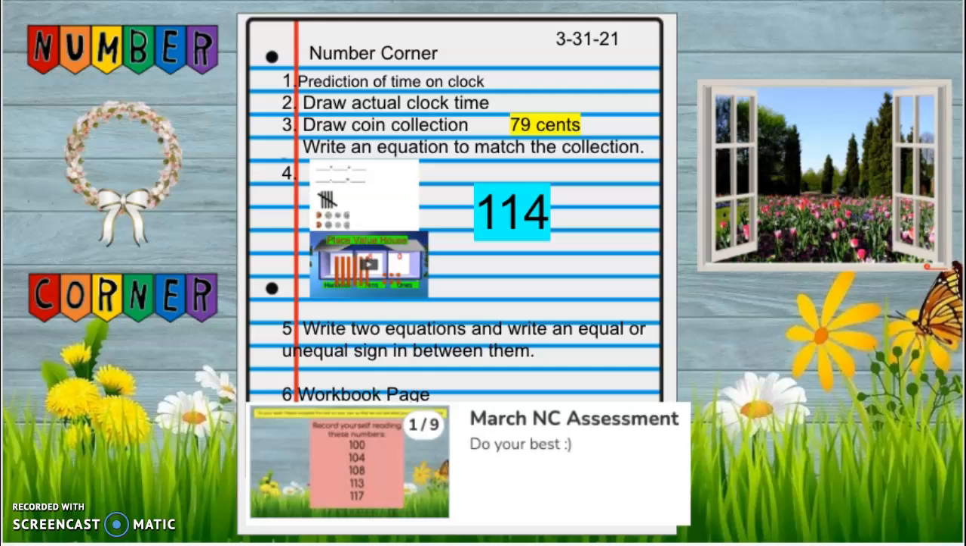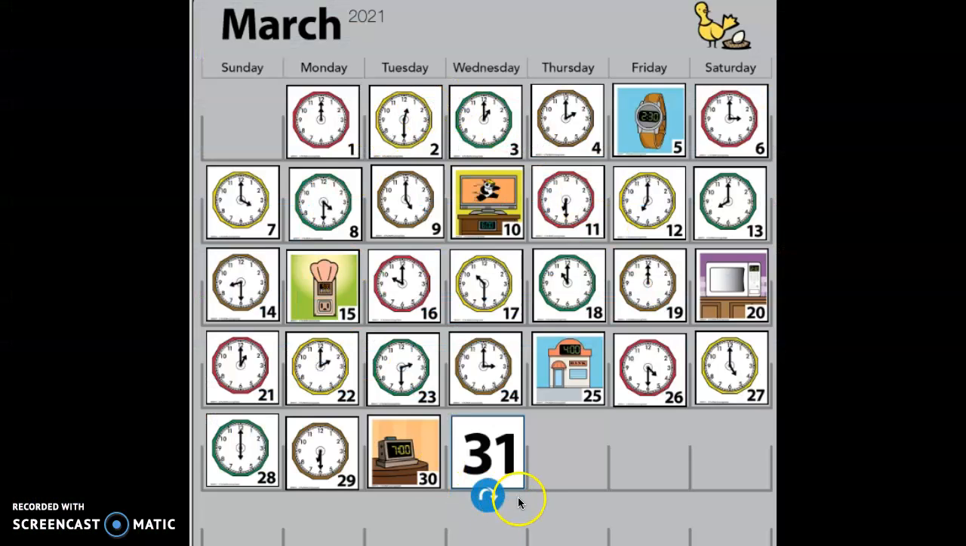We are going to start with number 1 and make a prediction on our clock. All right, friends, so now that we're looking at the clock, next to number 1, you are going to make a prediction about what you think you will see on today's card. Press pause if you need more time to make your prediction.